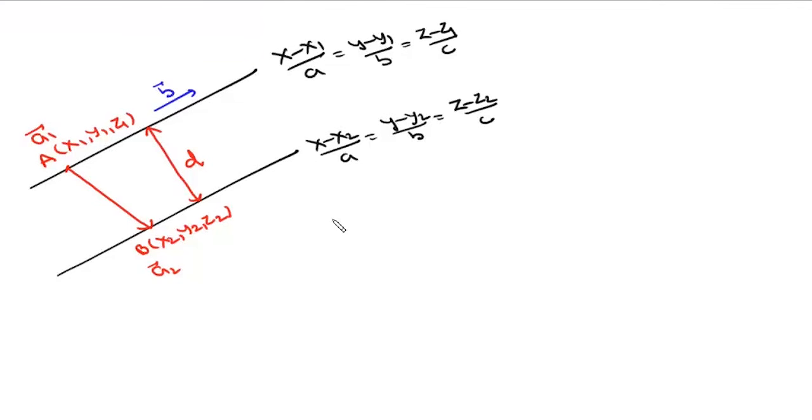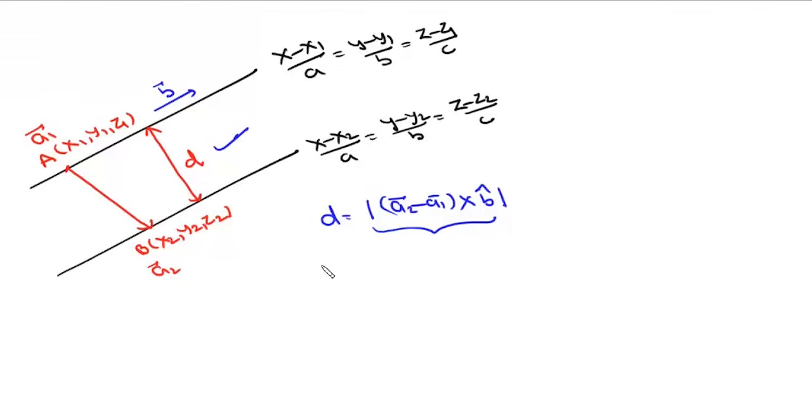Now we know that the perpendicular distance is given by the magnitude of this vector, which we can write as A2 minus A1 cross B cap. So all we need to do is define this vector A2 minus A1, take its cross product with B cap, and then find its magnitude to find the distance between parallel lines.